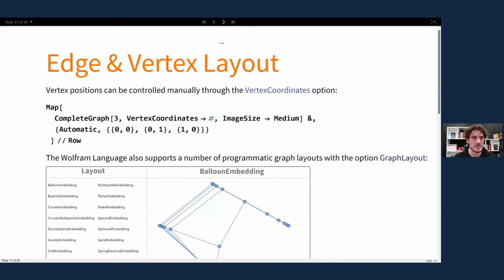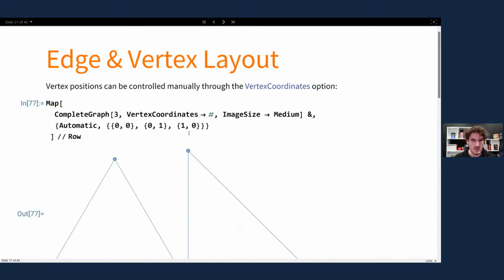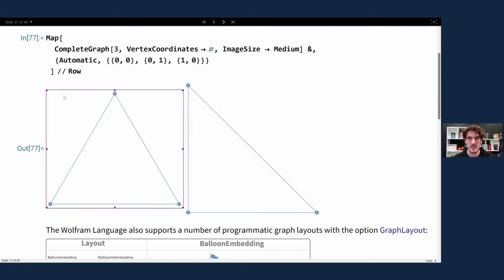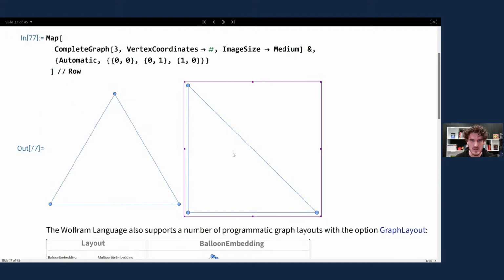This is quite cool. You can actually control the positions of vertices using vertex coordinates. So here we've used map because we want to plot two graphs. One of them has automatic vertex coordinates, and one of them has coordinates at these 3 points. And this is what it looks like. Left to its own devices, this is what the kernel will produce. But this is kind of forced: the vertices must be here.